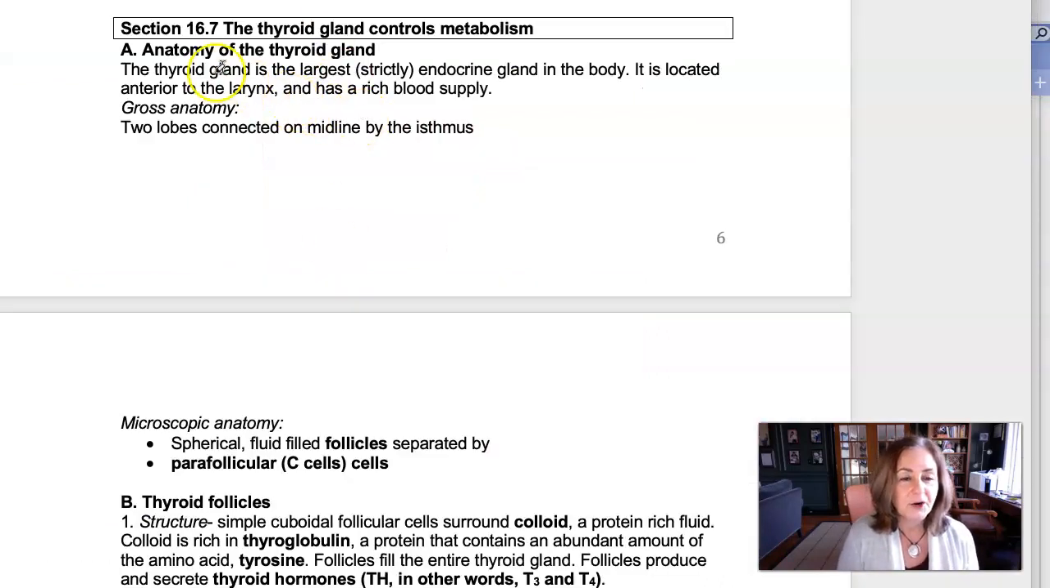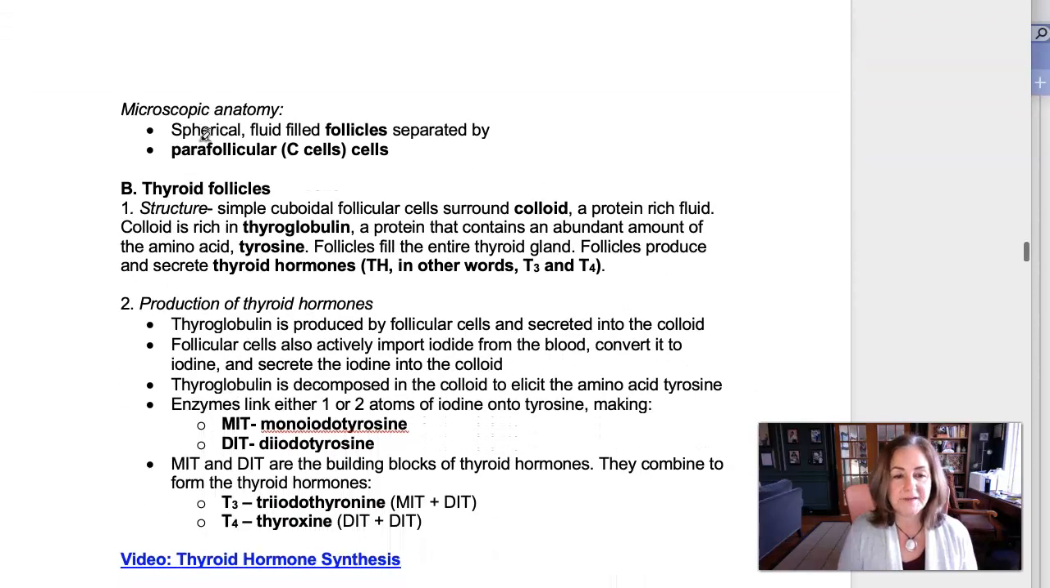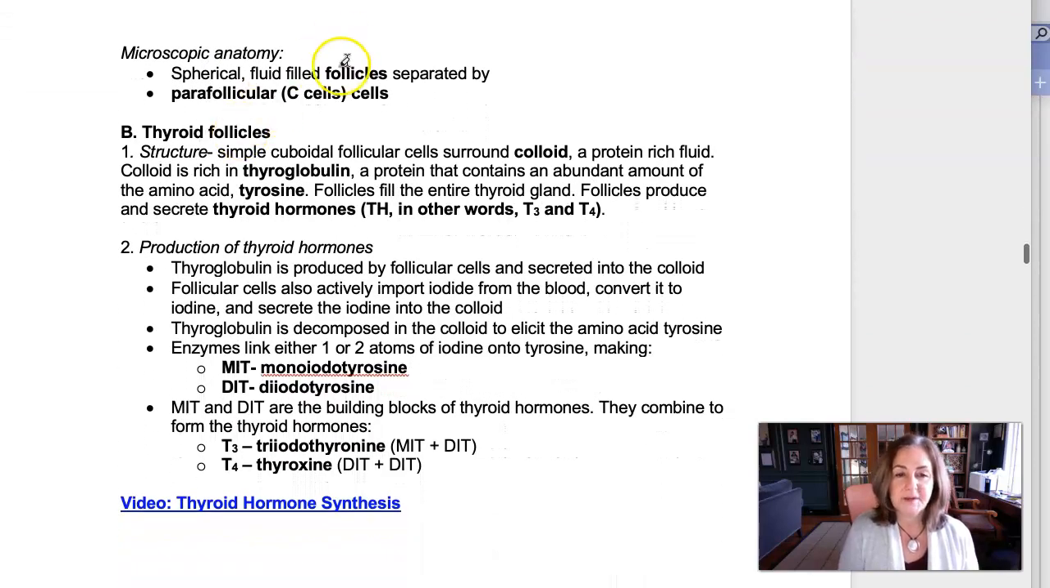So taking a look at our notes, you can see I'm talking about how large the thyroid gland is, its location, its rich blood supply, the two lobes connected by the isthmus. At gross anatomy, that's what we can see with our bare eyes. And then the microscopic anatomy, like we were looking at, it's filled with these follicles. And then in between the follicles are the parafollicular, also known as C cells.